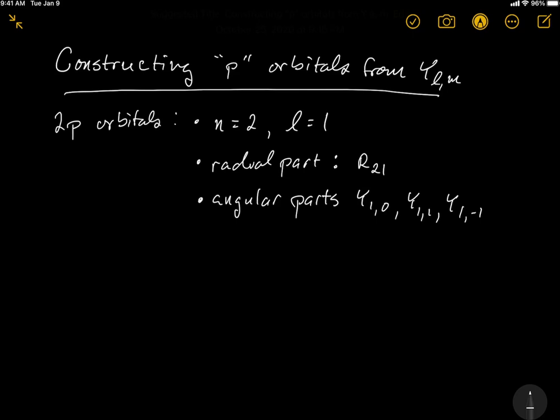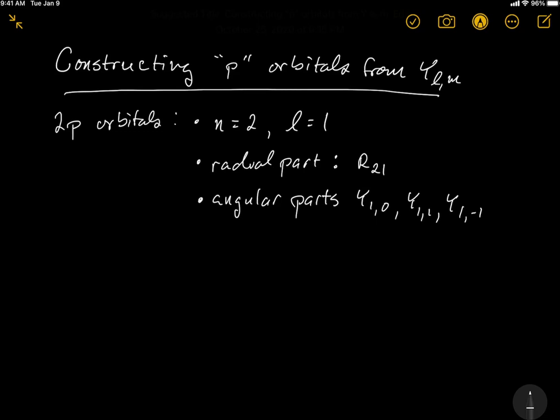L equals 0 corresponds to the 2s. So L equals 1 corresponds to 2p. L equals 2 shows up in the 3d orbitals.